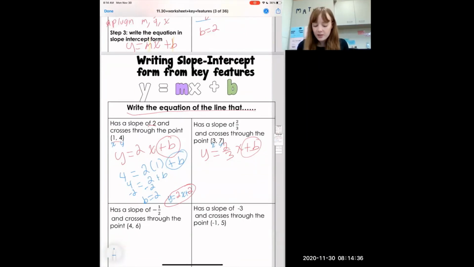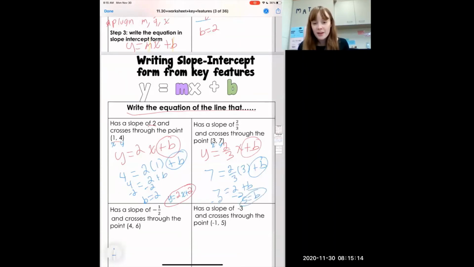I know 3 is the x, so that's the number that I replace with x. And 7 is the number I replace with y. B is the part I do not know. To find b, I simplify and solve. 2/3 times 3 is just 2. And again, to get rid of a plus 2, I subtract by 2. And that's going to give me 7 minus 2, which is 5, equals b.